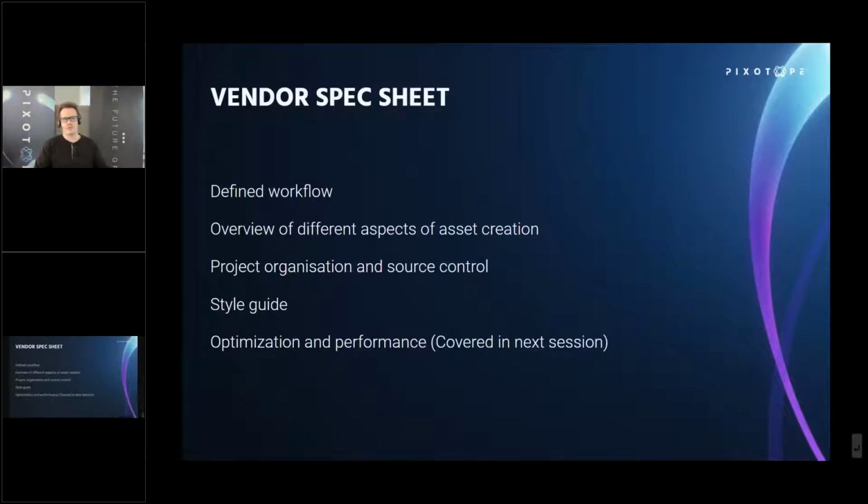So first of all, let's talk about a vendor spec sheet. So what is a vendor spec sheet? It's basically a document defining the entire aspect of your assets creation and workflows. And it also helps you organize your project as well as defining your style guide and which style guide you are using for the project. It also gives you an overview of optimization and performance, and we'll have a session on Monday talking about optimization and performance. We also have an example of what a vendor spec sheet might look like.